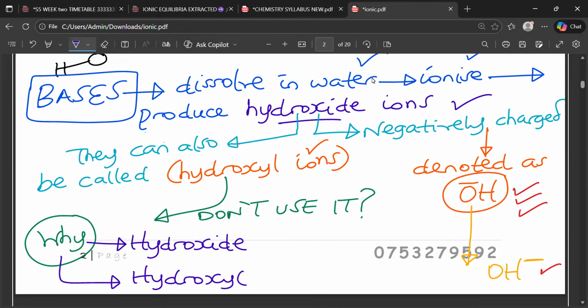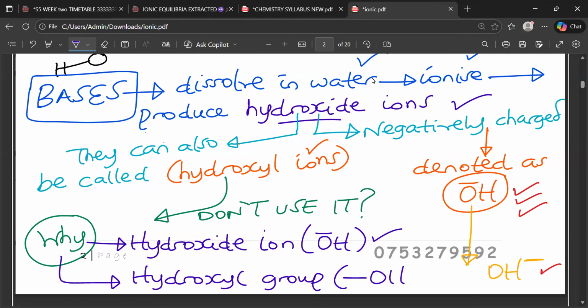When you say hydroxide, let it be the ion, which is like this. That's the better way. If it's hydroxyl, let it be the group. Do you know the hydroxyl group in organic chemistry, which they write like that? I don't know if people now get it. That's what I usually tell my students.